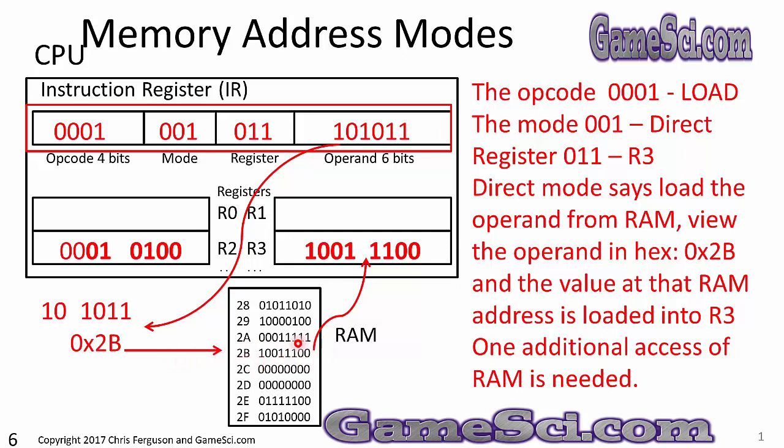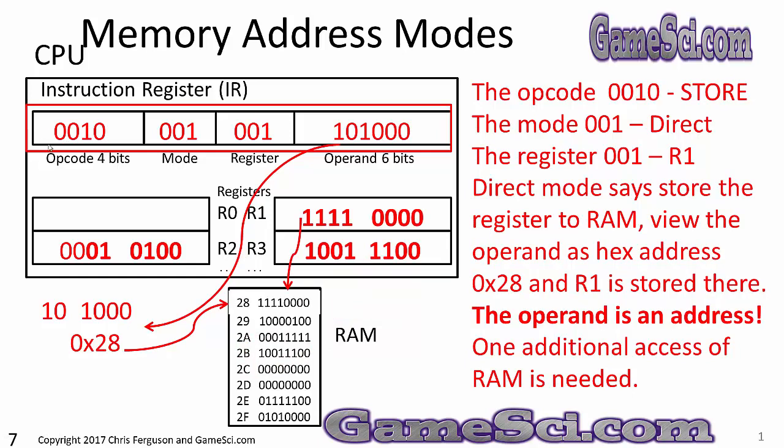There you see 8 ones and zeros at 2B in RAM. Load those into register R3. Now, why did they go into register R3? Because the register bits said use R3. One additional access of RAM is needed. Direct mode says this is a RAM memory address. Figure out the RAM memory address, go to that location, and load it into our register.